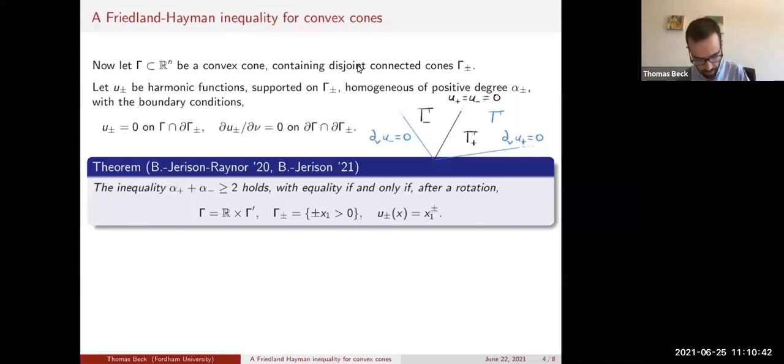Right, so again, in the two-dimensional picture, what that means is that our cone gamma is either a half space or the whole of R^2, and then our disjoint connected cones gamma plus and gamma minus are just the two halves of our half space. Okay. In higher dimensions, there are many, many more cones gamma containing a line, and in any of those cases, we can find these connected cones gamma plus and gamma minus leading to equality in this inequality.